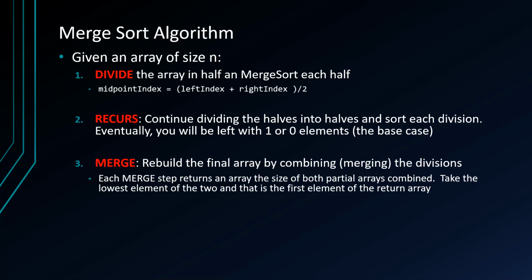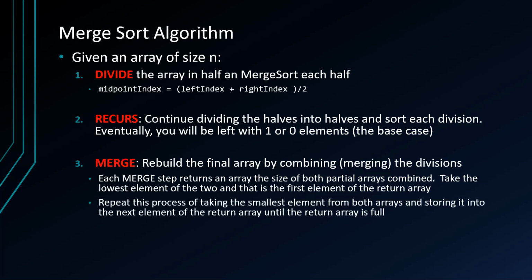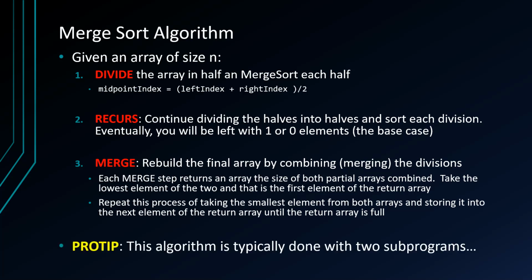That's our first element. Now we're going to repeat that process, continually grabbing the next lowest element between the two partial arrays and putting it in the next slot of the return array. When we're all done, we know we're done because the return array is full, in which case we don't have any more to do. So that's going to return back up the chain. Pro tip, this algorithm is typically done with two subprograms, a divide and a merge. That's not necessarily what they're called, but that's basically how it breaks down.